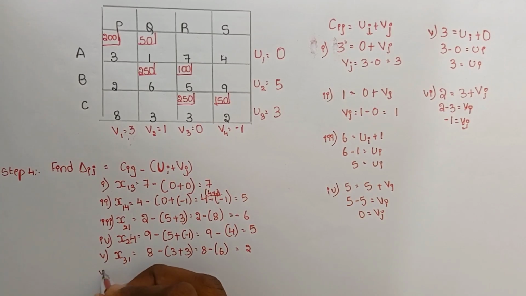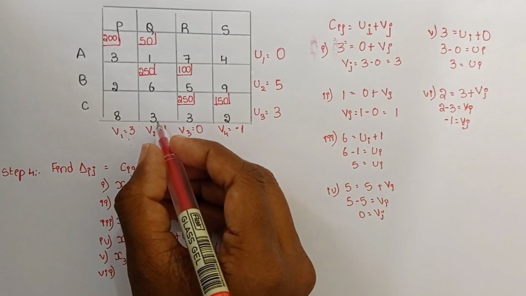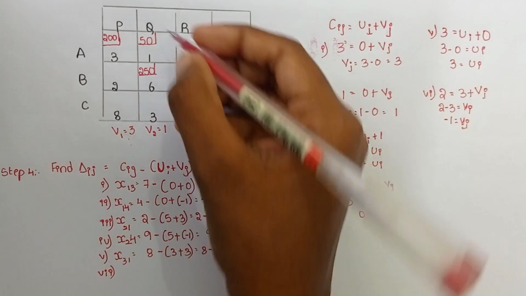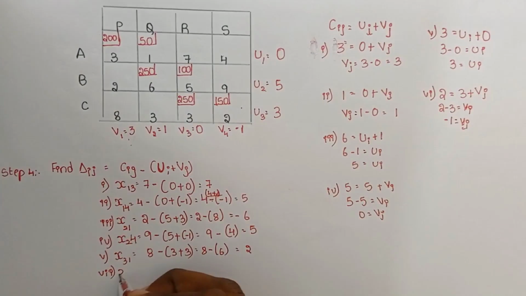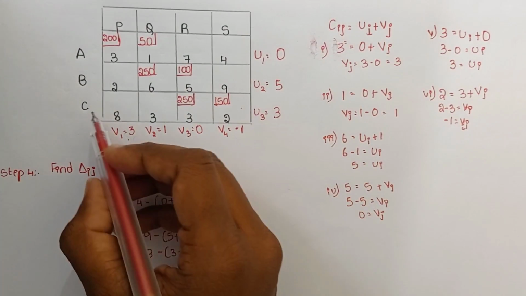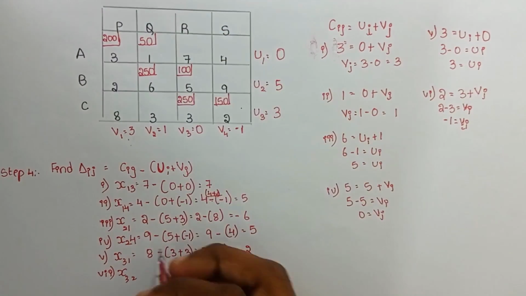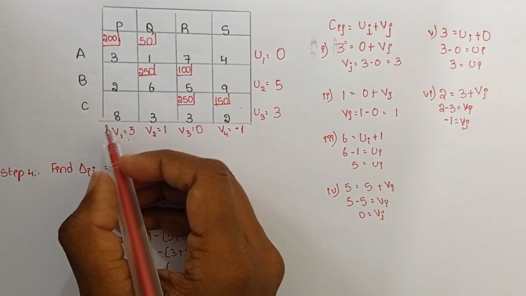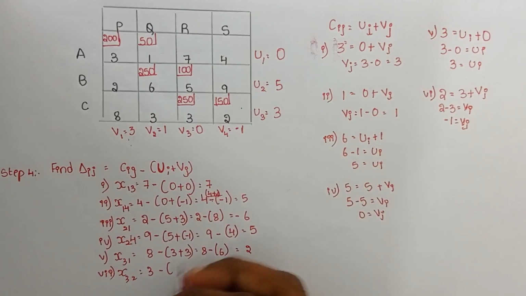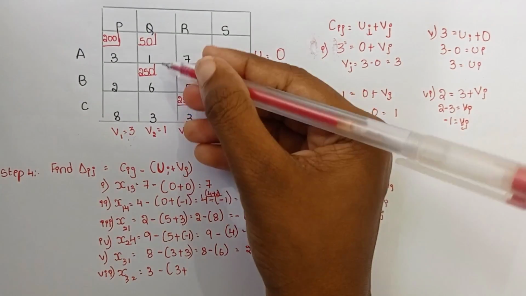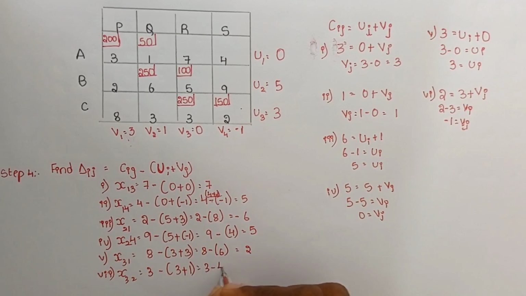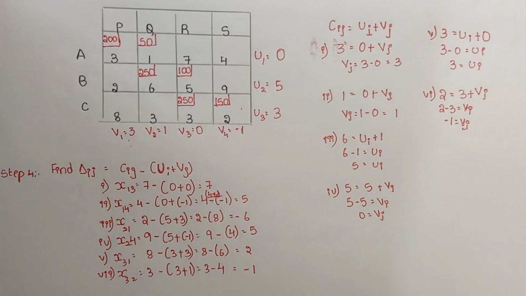Okay, so the next unoccupied cell is 3. So this can be represented as x3 and 2, because it lies in the third row and second column. So the Cij value is 3. So 3 minus the u value for this 3, which is 3, plus the v value for this 3, which is 1. So 3 minus 4 is minus 1.